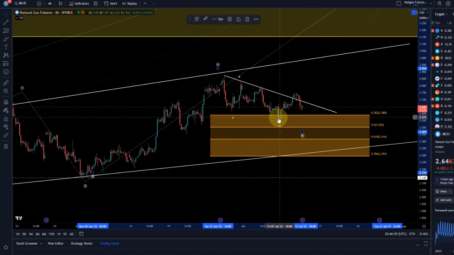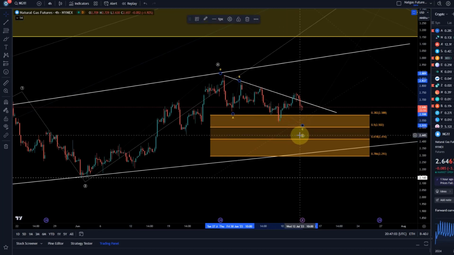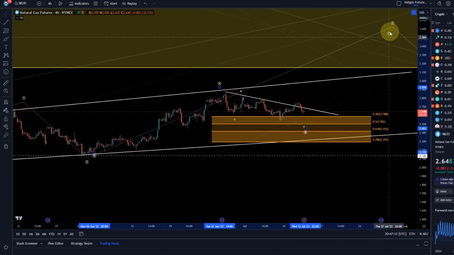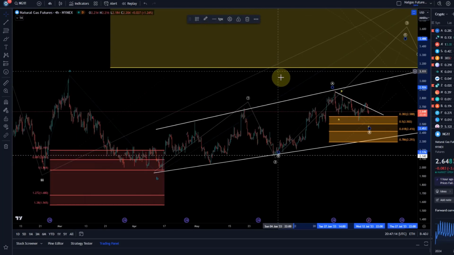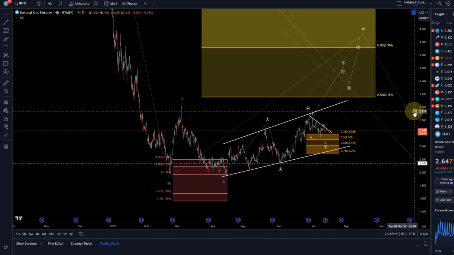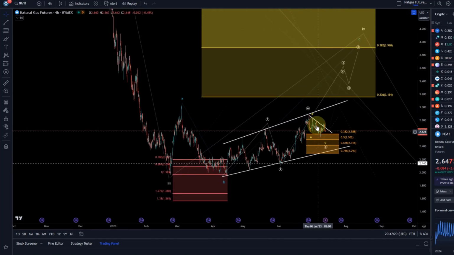But let's see, this could turn into an ending diagonal in a C wave. I would still like to see a little bit of a lower C wave in wave B before we turn around and rally in a C wave of wave 3. If you're now completely confused, no problem. We talked about that wave count now for many weeks. It's just purely following the count now.